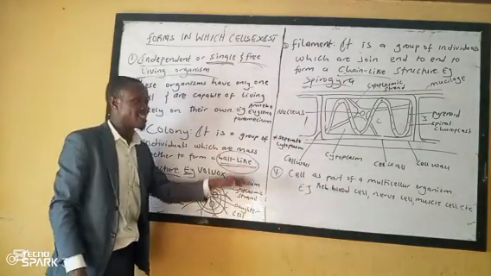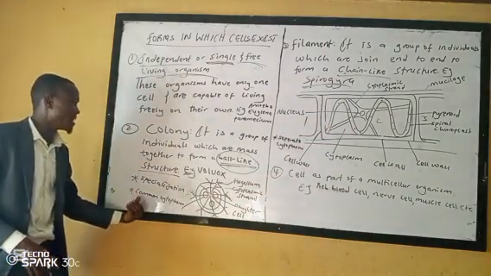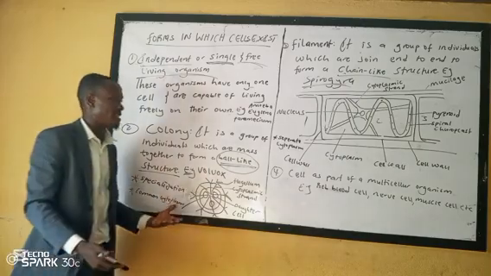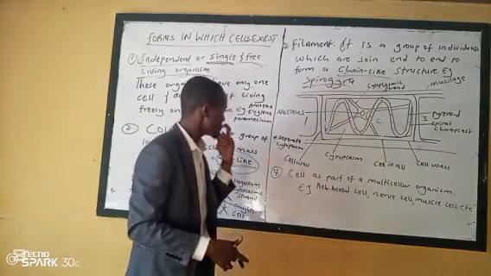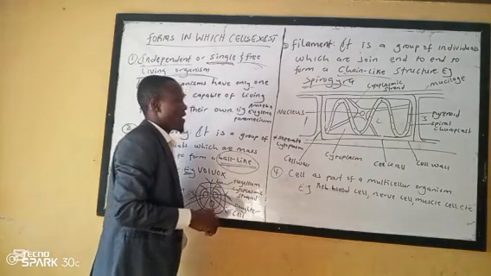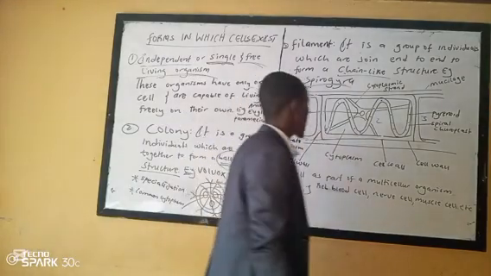So in here the cells are independent, and in the colony the cells are interdependent, while in here they are independent. So let's talk about the various parts here and their function in some cases.